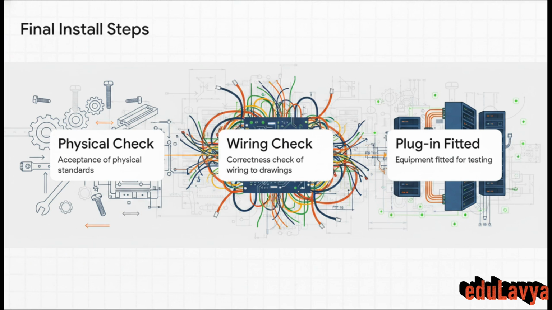First, there's a formal acceptance of the physical installation standards, basically double-checking that the mechanical work is totally sound. Second, there's a really painstaking correctness check of all the wiring against those version-controlled drawings we talked about. And only after these physical and wiring checks are completely passed is the plug-in equipment actually fitted, so that the formal testing and commissioning phase can finally kick off.